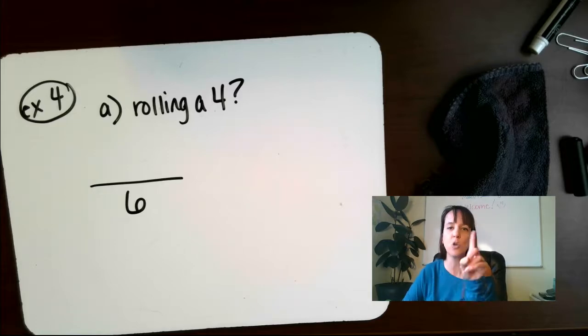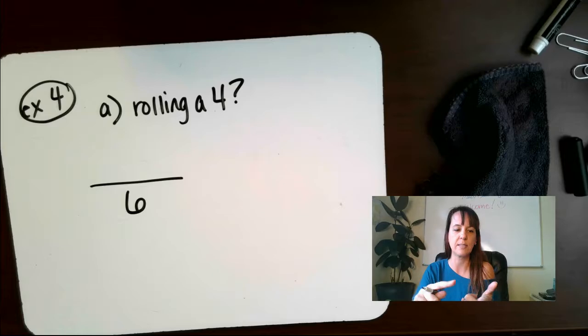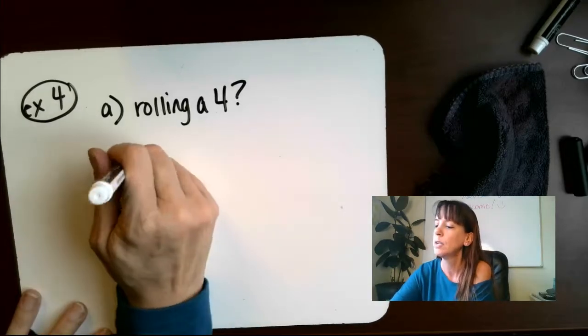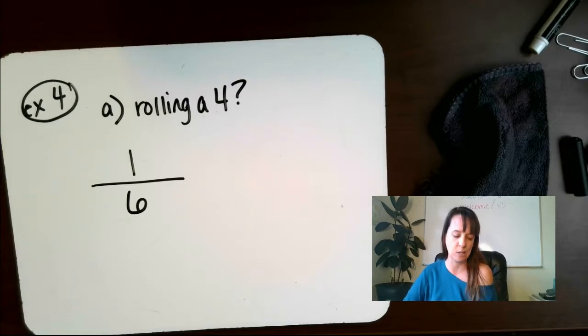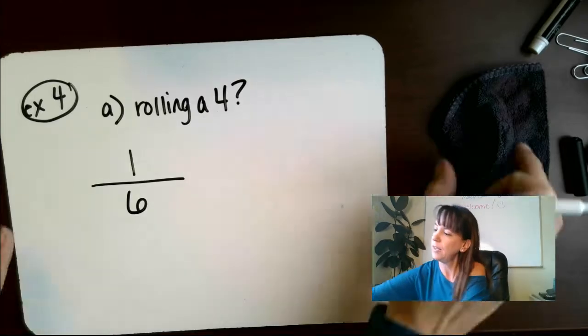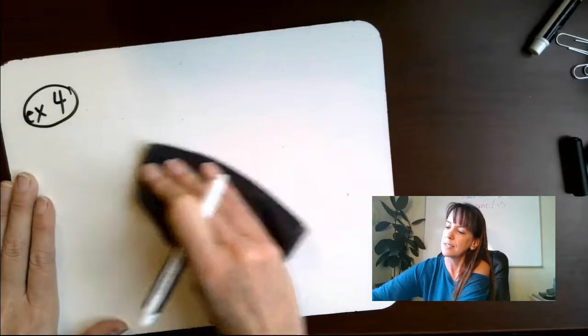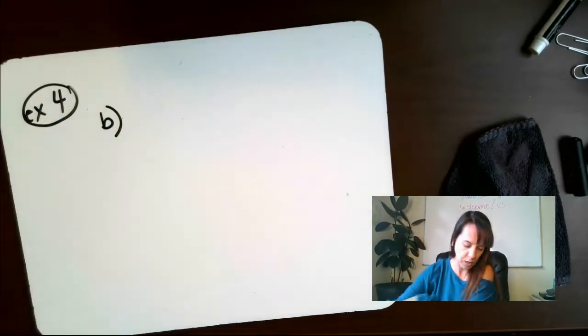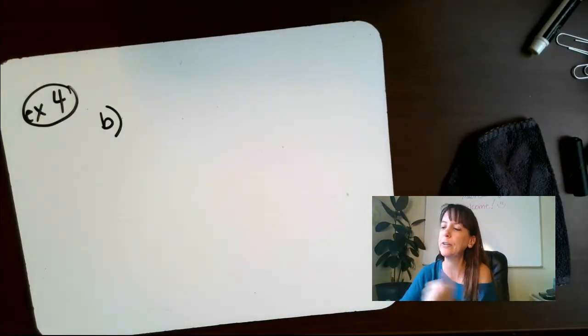Out of those 6, there's only one possibility that you're going to make a 4, because the sides of the die are 1, 2, 3, 4, 5, 6, right? There's only one of those that's a 4. So it's 1 out of 6 is our probability. For B, this is the same example. For B, the probability of a number greater than 4.